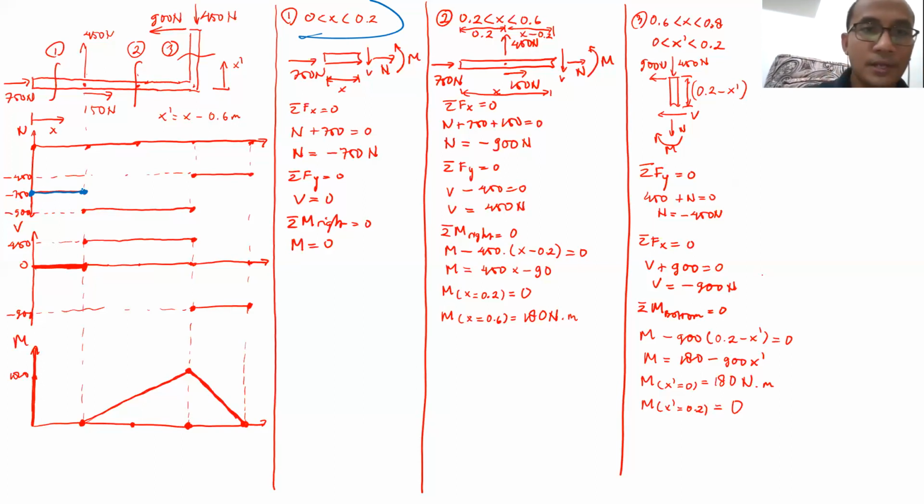Then using sigma Fy equal to 0, because the only vertical force there is V, we will get that V is equal to 0. That's why I draw it this way. From x equal to 0 until x equal to 0.2 meters, the value of V will be 0. Shear force will be 0. Then the same thing for the moment. Sigma moment at the right edge here equal to 0. So M is the only moment, so M is equal to 0 as well. This is this part, from x equal to 0 until x equal to 0.2 meters.